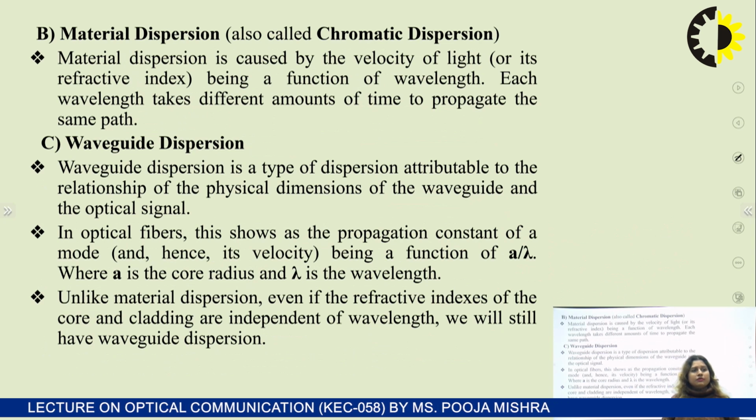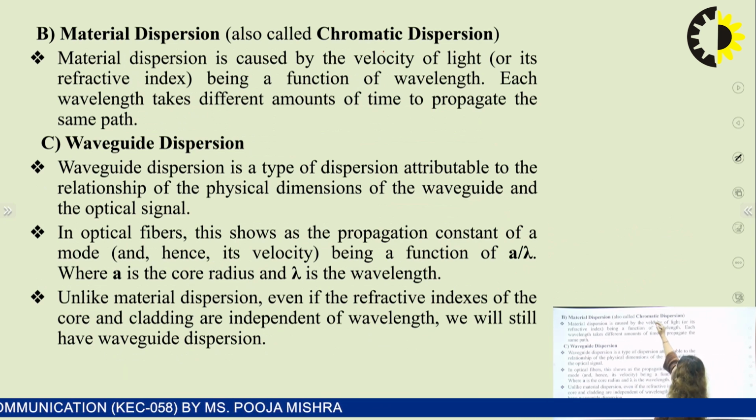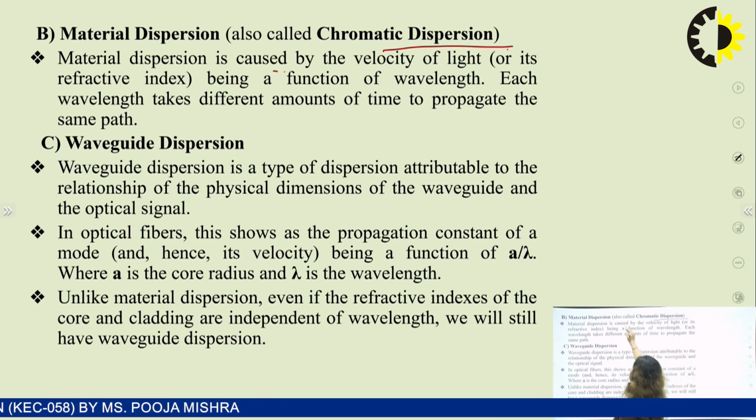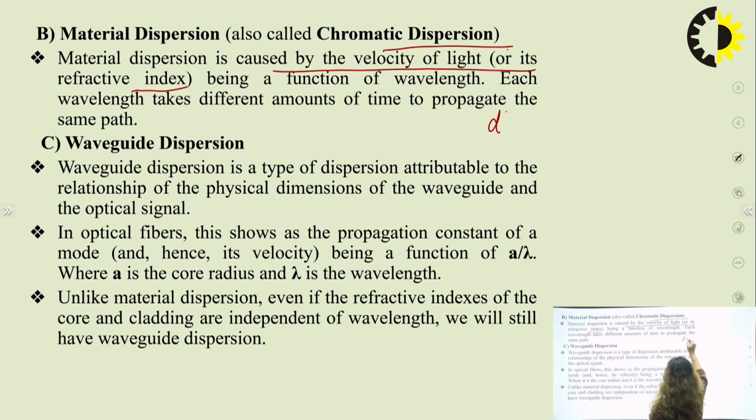Next we have material dispersion, another kind of dispersion which is also called chromatic dispersion. Material dispersion is caused by the velocity of the light or its refractive index. So here we have d square n upon d lambda square not equal to 0. When this condition happens, only in that case will there be a material dispersion or waveguide dispersion.